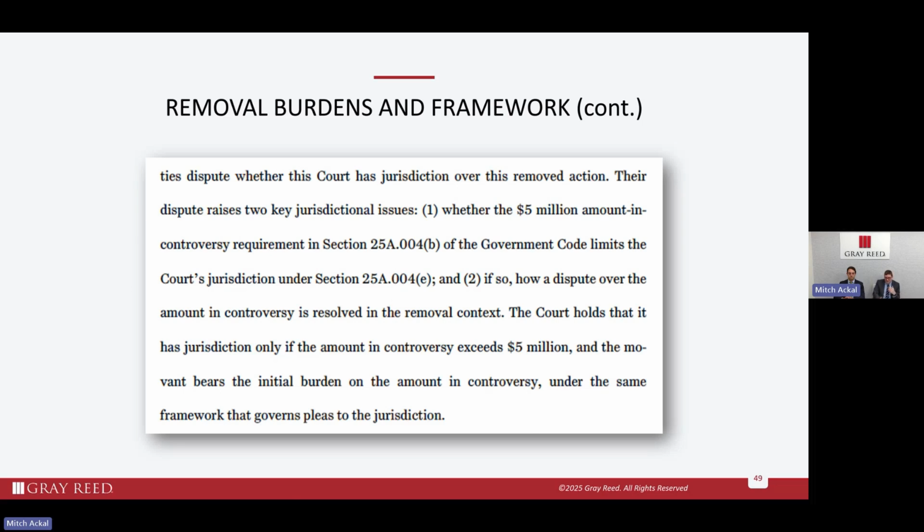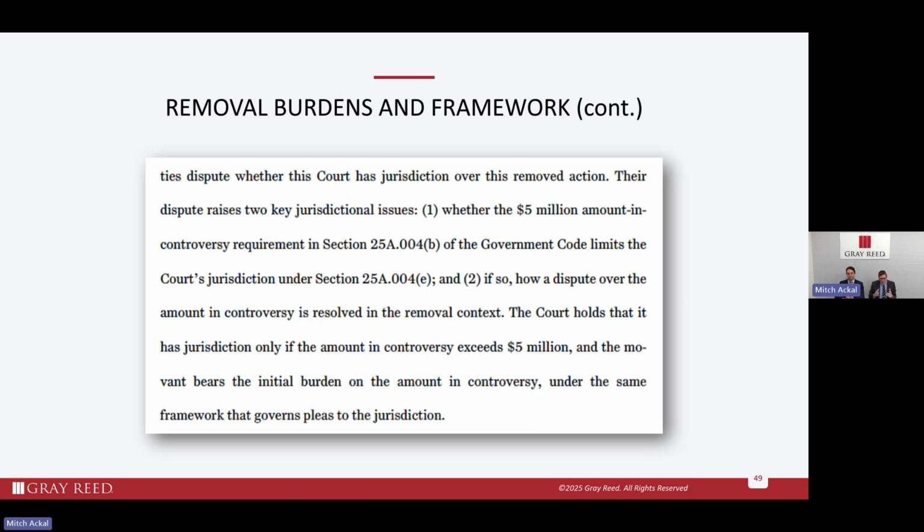But it went further, and this is where I find this very interesting, and I think it really raises more questions than it answers: the framework that applies is the same one that governs pleas to the jurisdiction. Under a plea to the jurisdiction, it's a shifting burden, a shifting framework. There's an initial pleading burden to make a prima facie case that then shifts to the other side. The plaintiff essentially has to say the court has jurisdiction, right? I have to plead sufficient facts to say the court has jurisdiction. The burden then shifts to overcome that. And it seems the business court is going to apply that same framework here for removal.